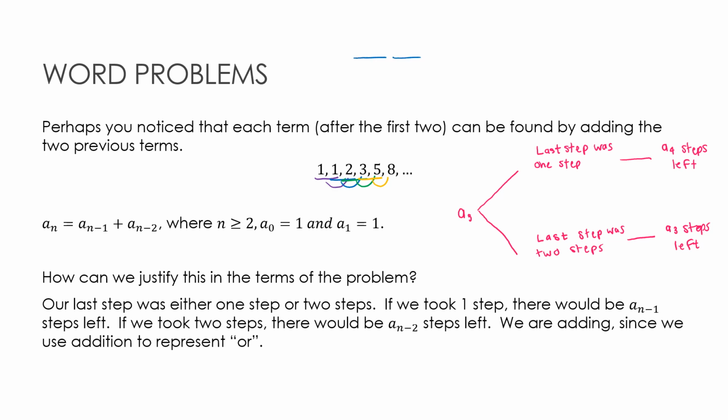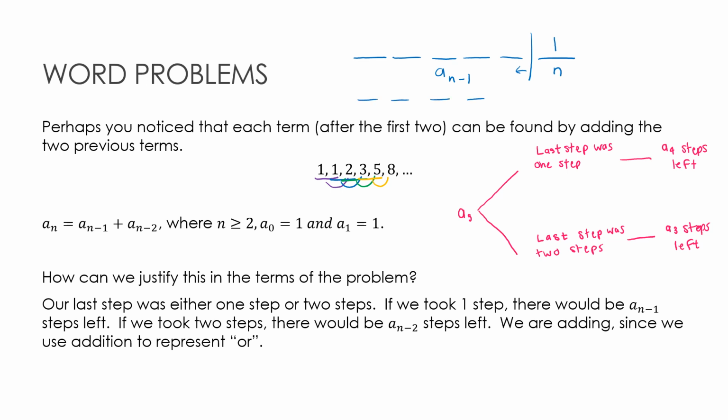So if I'm dealing with however many steps, this is my last step of n. If my last step is 1 step, so here's all of my steps, this is just 1 step here, then how many steps happened before this? Well, a sub n minus 1. So however many steps it took to get to that point, plus that 1 extra step.